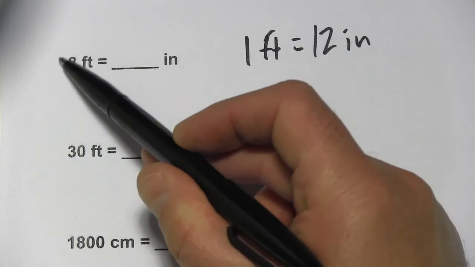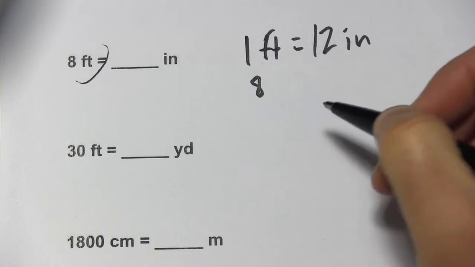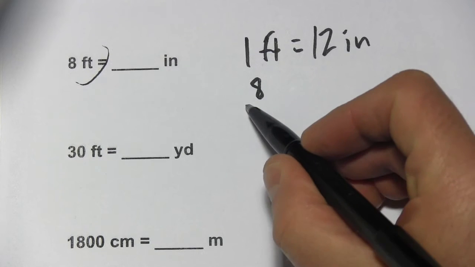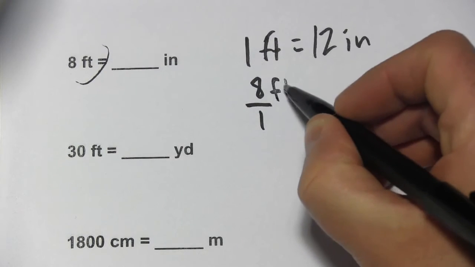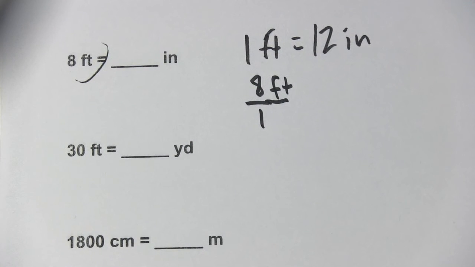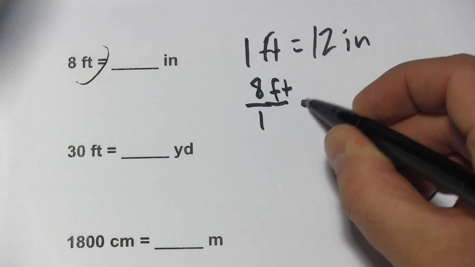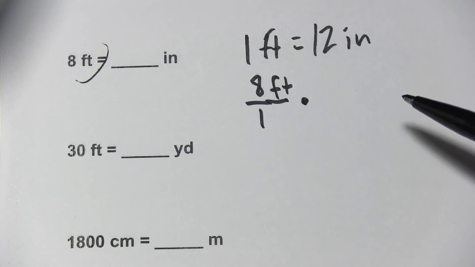I'm going to start with 8 feet. This is what we're starting with. And I'm going to write that as a fraction. 8, you can write as a fraction as 8 over 1. Now the feet goes on top, and that's important. The feet sticks with the number here. And now we're going to multiply this by something, what I like to call a conversion factor.